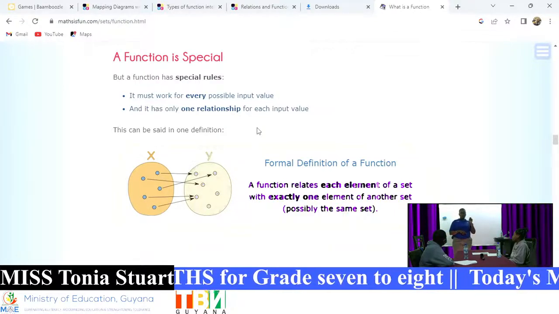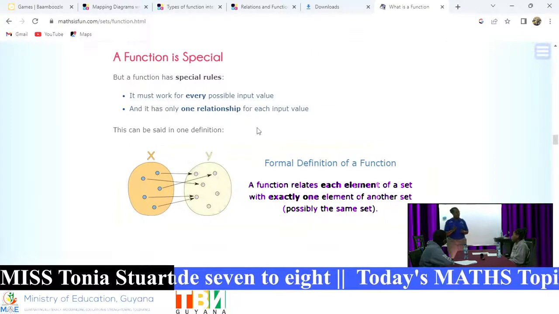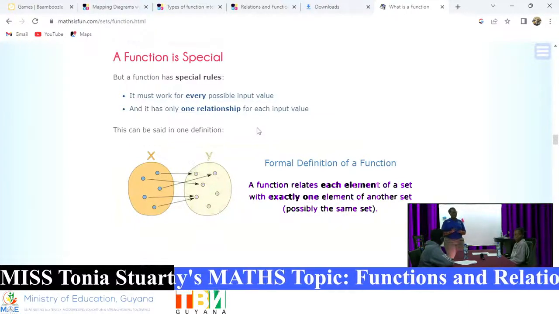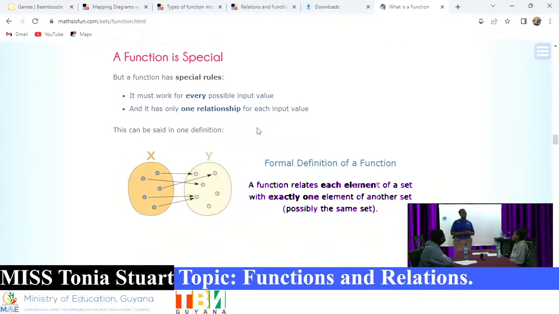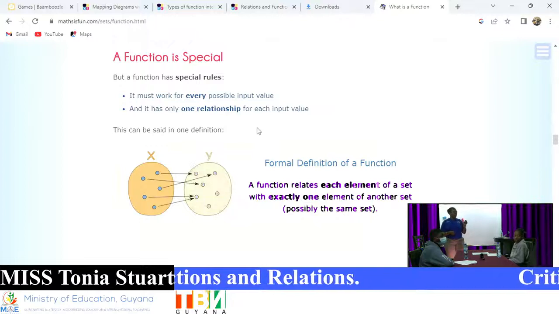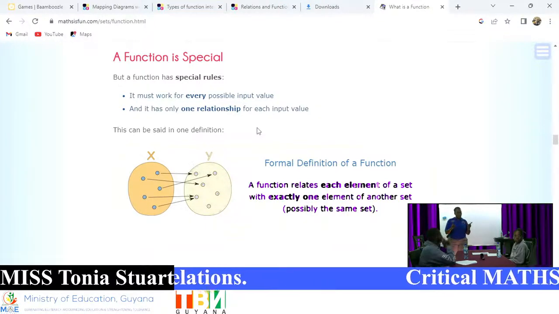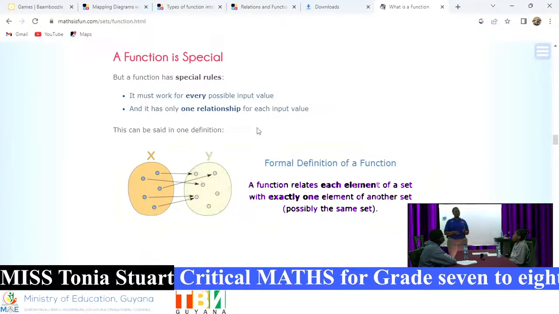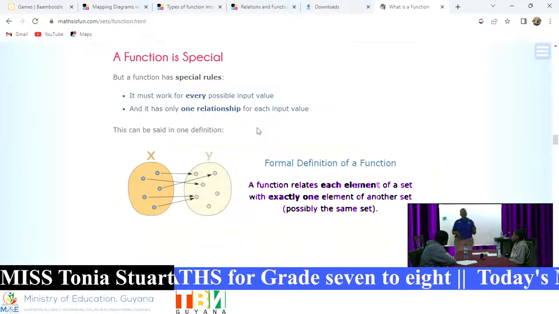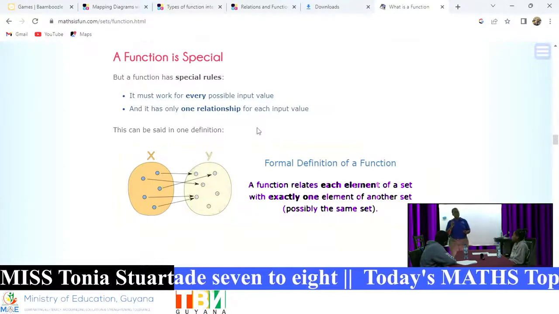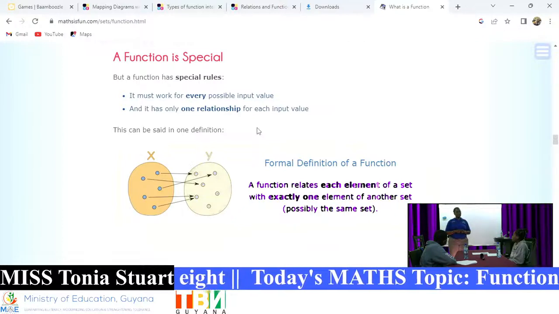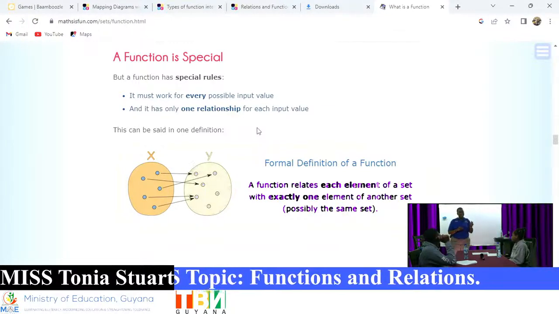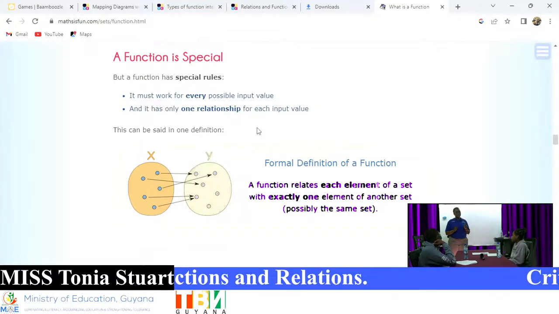Now, we could have more than one element in X mapping to one element in Y. Right? But it must only map to one element in Y, no other. Anything other than that would not make it a function. Now, each element in X mapped onto one element in Y, that would be what type of mapping? One-to-one. That is a one-to-one. But if we have more than one element in X mapped onto one element in Y, that would make it a many-to-one.